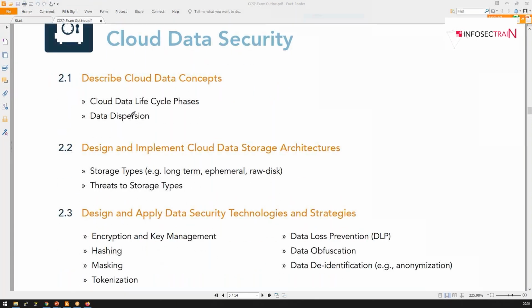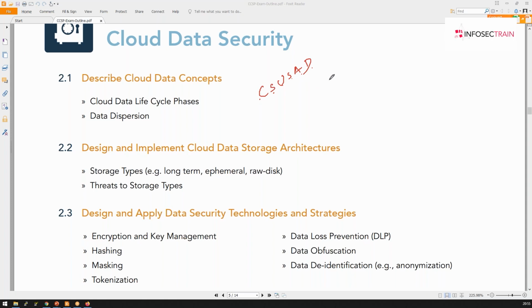The first thing we have to understand in this domain, as we discussed, is the different states of data in the data lifecycle. We discussed CSUSAD: create, store, use, share, archive, destroy. You have to understand what exactly is happening to the data in each of these lifecycle phases, and what the effective mechanisms are to manage it.